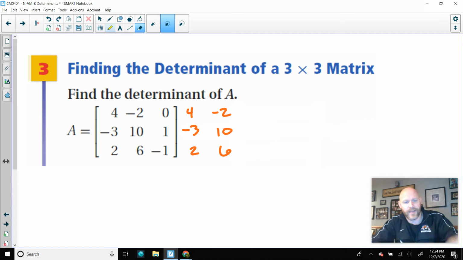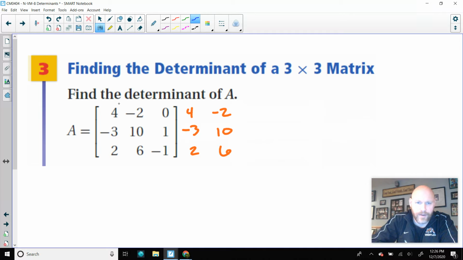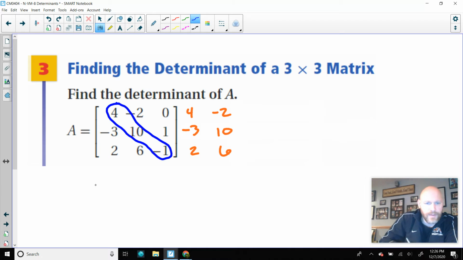I'm going to grab my highlighter. Let's see, did I lose it? I lost it already. Oh, never mind. It took a minute. So what I'm going to do is grab this 4, 10, and -1, and I'm going to multiply those together. I am traveling from left to right. So we have a 4 times 10 times -1.